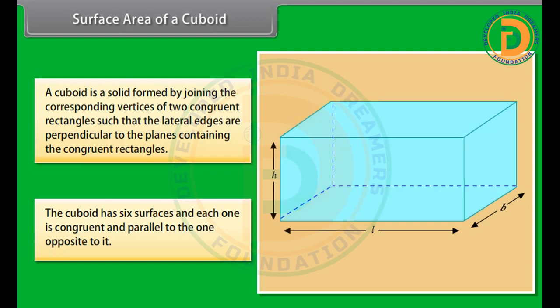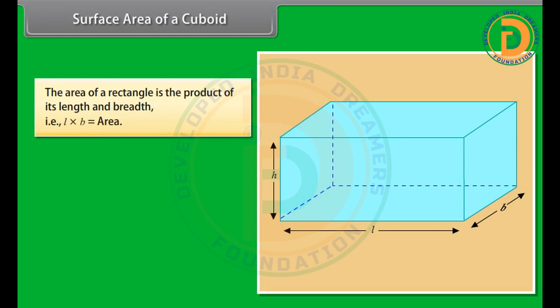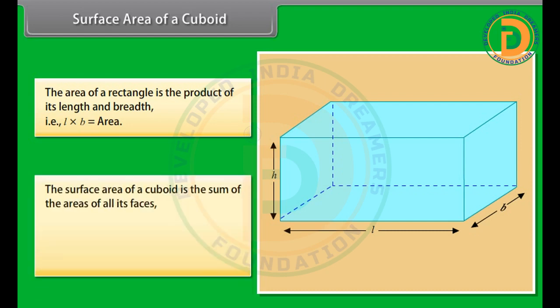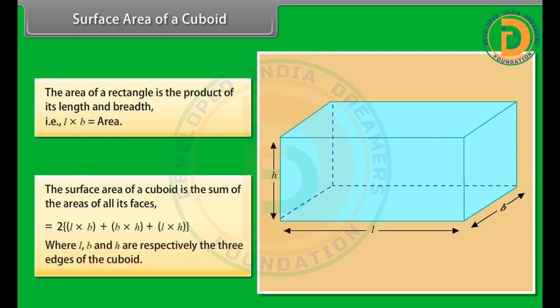We already know that the area of a rectangle is the product of its length and breadth. That is, L into B is equal to area. Therefore, the surface area of a cuboid is the sum of the areas of all its faces, which is equal to 2 into (length into breadth plus breadth into height plus length into height), where L, B, and H are respectively the 3 edges of the cuboid.